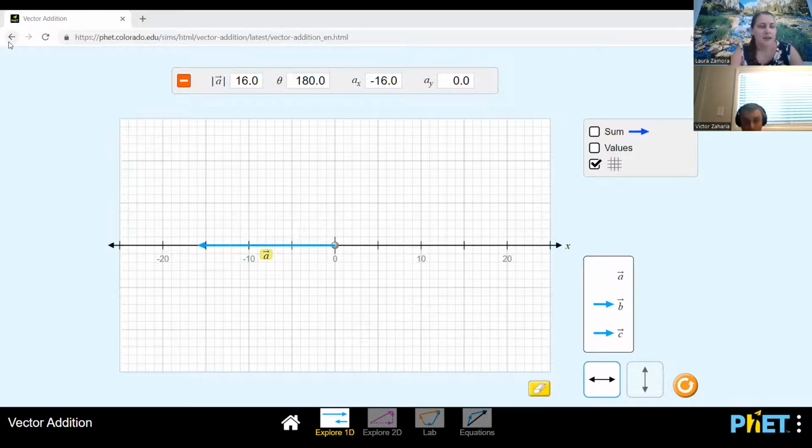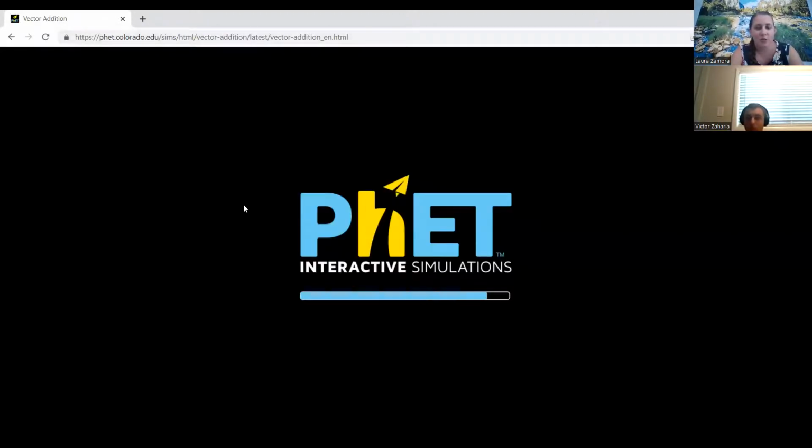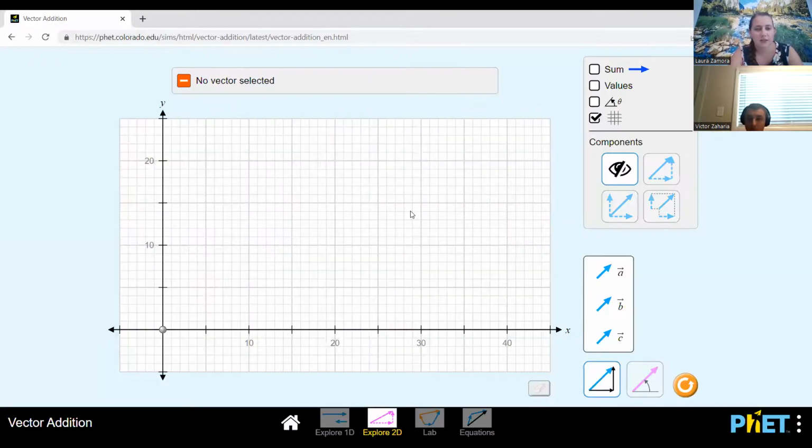Okay. Now there's only so much that we can do in one dimension. So I'm going to go back. And we'll do some two-dimensional. Okay, so here we go. We have our nice little grid. I'm going to drop in a vector. Bloop. This vector A is 10 boxes long in its magnitude. Currently, it's at an angle of 53.1 degrees.